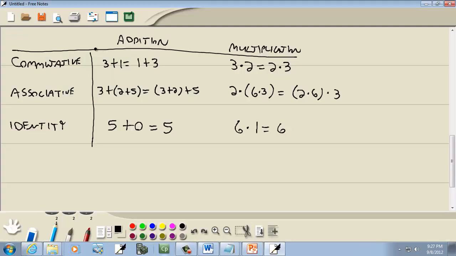Now it's not so important on these first 2, the commutative and associative, that you know the name. It's important that you know you can do it. That's the important part. You'll see that a lot in algebra.